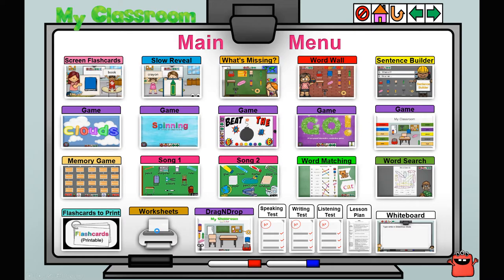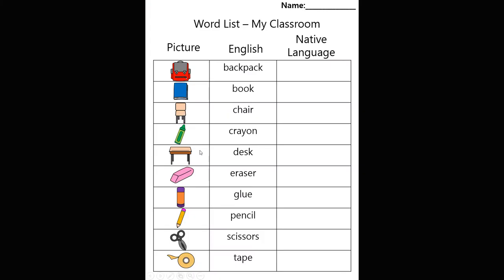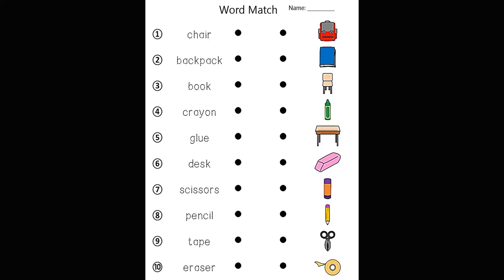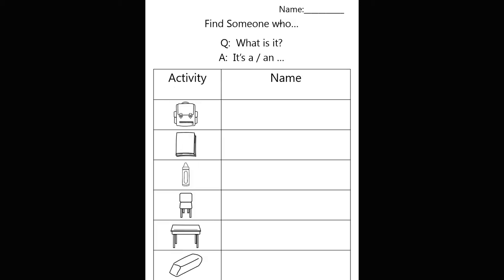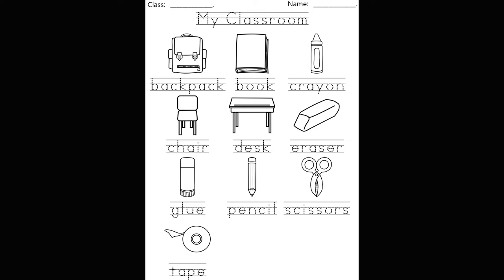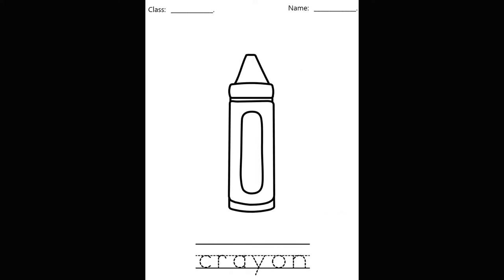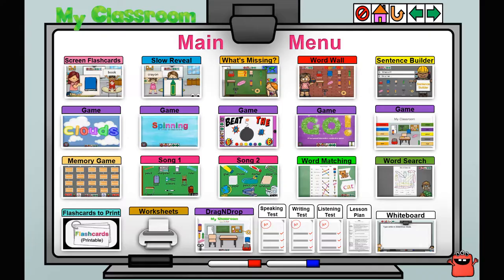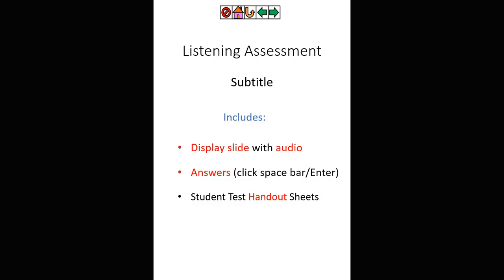And then we have some worksheets. So this is where they have the picture, the English word, and then they can write the word in the native language to show comprehension or help them understand what it is. There's the printout for the word match, student handout for the word match and the word search. Sorry, I don't know what's wrong with my throat today. This is Find Someone Who. And trace and color. And trace and color large.